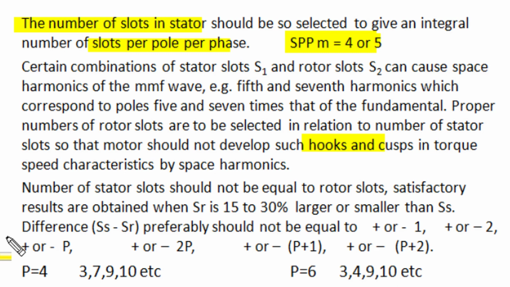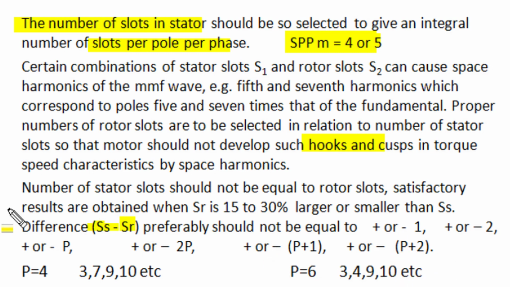For a good design, the number of slots in stator and the number of slots in rotor should not be equal. Satisfactory results are obtained when rotor slots are 15 to 30% either larger or smaller than the number of slots in stator. The difference of stator slots and rotor slots should not be 1, 2, or the number of poles, or 2 times the poles, or poles plus 1, or poles plus 2.